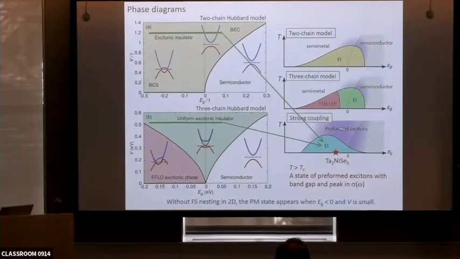Above Tc is a state of preformed excitons, with a band gap and a peak in the optical conductivity spectrum. So this is the simplest understanding, I think. And this is a pure 1D calculation, so we have an excitonic phase at very low interaction strength. But if the nesting is not perfect in 2D, we have the paramagnetic metallic phase, the semi-metallic phase, around here.